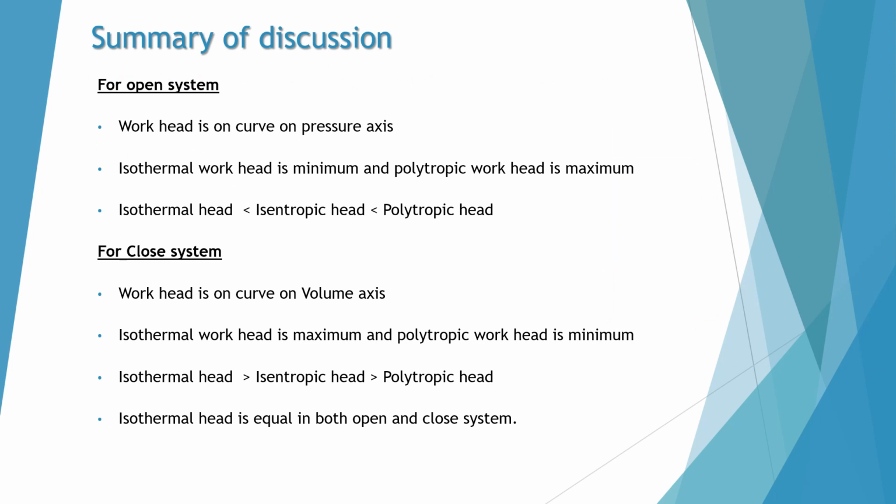So the summary of discussion is: for the open process, work head is on the curve on the pressure axis. Isothermal work head is minimum and polytropic work head is a maximum. So isothermal work head is lesser than isentropic head, which is lesser than polytropic head. For the closed system, work head is on the curve on the volume axis. Isothermal work head is a maximum, polytropic work head is a minimum.